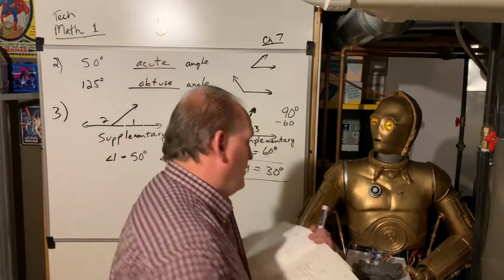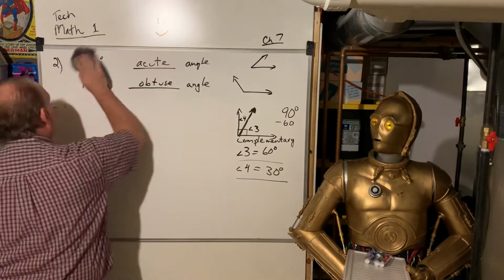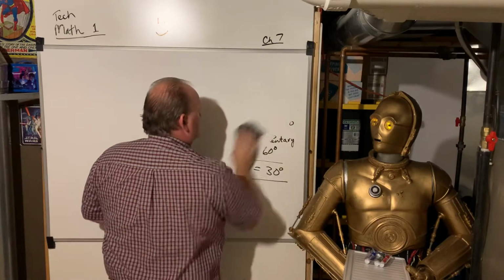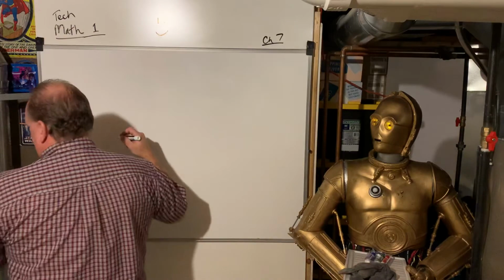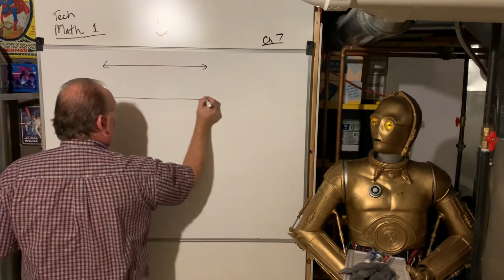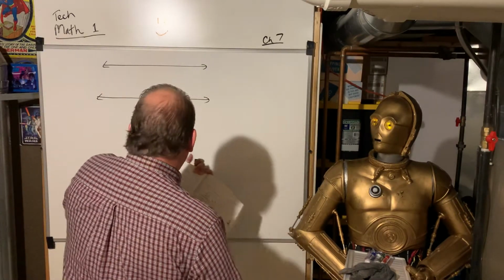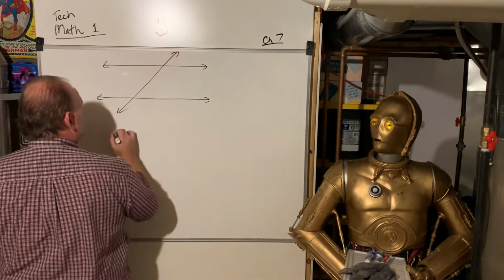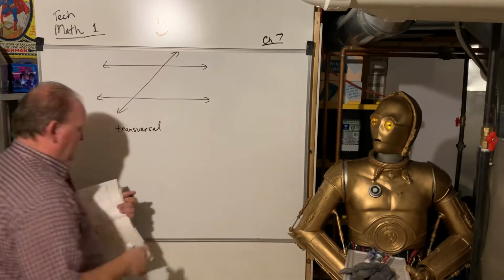All right, so what about 2 lines cut by a transversal? Look on page 284. 2 parallel lines cut by a transversal. So what does that look like? It looks like this. You've got a parallel line and another parallel line, so 2 lines that'll never cross. They're on the same plane. And then if a third line goes through them, that's called a transversal.